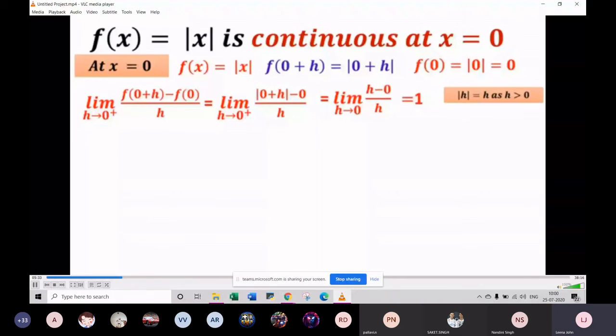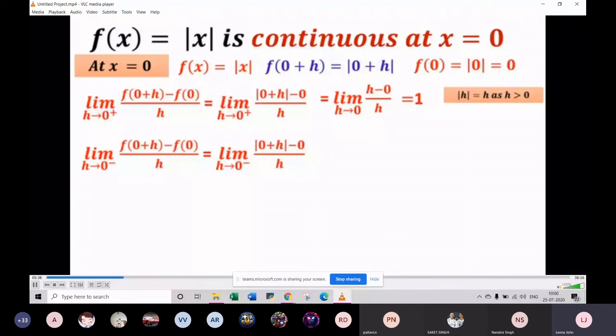Now let us find the left-hand derivative. That is, the left-hand derivative is limit h tends to 0 minus of f of 0 plus h minus f of 0 by h. And while you substitute here, you just see how to substitute. h tends to 0 minus, that means h is less than 0. Then what is modulus of h? Modulus of h becomes minus h. So when you remove the modulus it becomes minus h, and h can be cancelled because h is not equal to 0, and here you get the answer as minus 1.